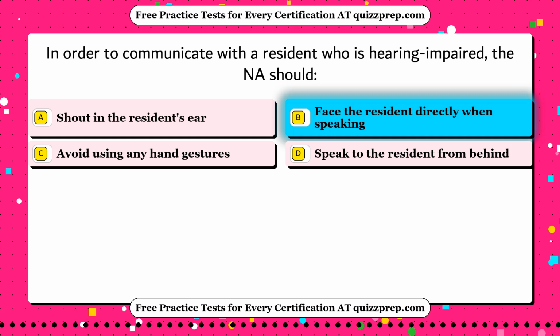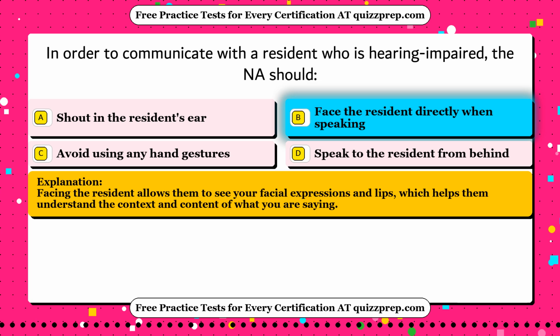The correct answer is Option B, face the resident directly when speaking. Facing the resident allows them to see your facial expressions and lips, which helps them understand the context and content of what you are saying.